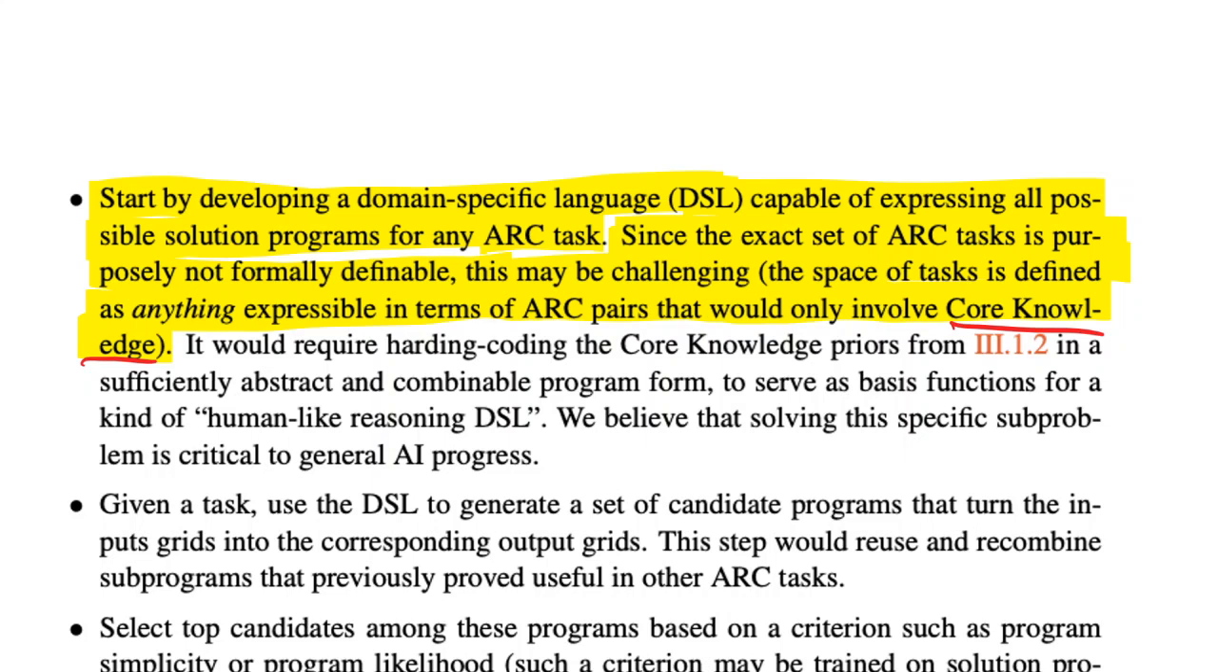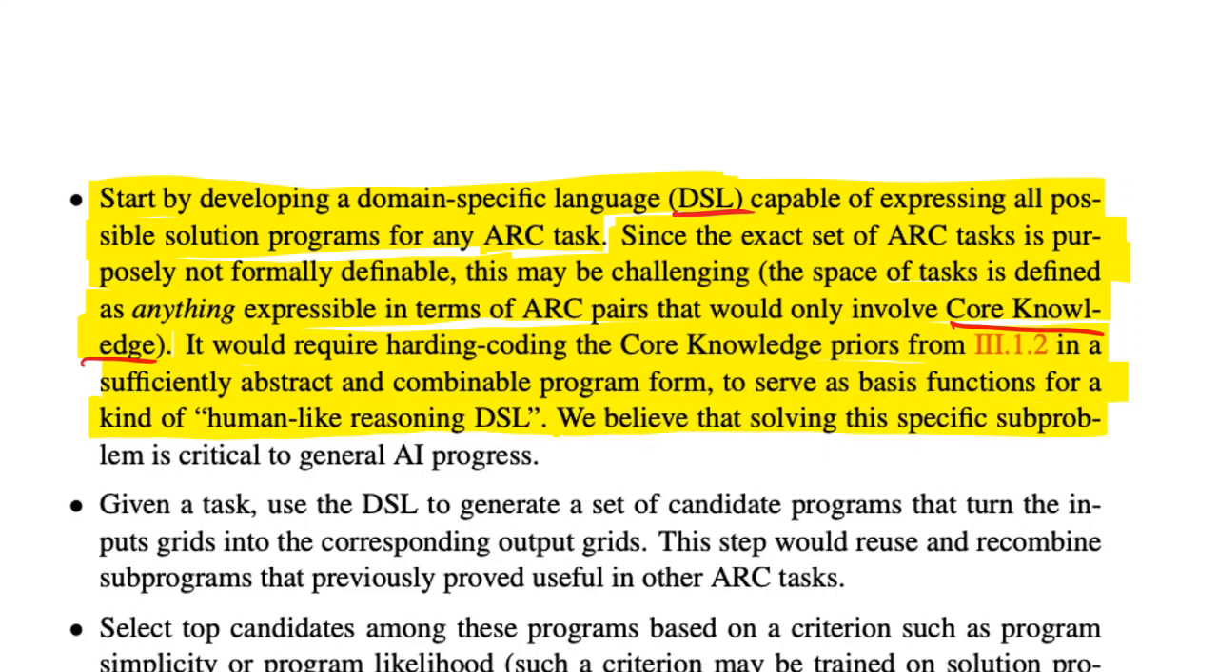So he asks you to basically develop a DSL that can capture all the different tasks. So basically define a formalism of these tasks. But it's hard because you don't know what the tasks are going to be. So your best bet is probably to make a formalism that completely over-represents what the tasks can be, right? It would require hard coding the core knowledge priors from 3.1.2 in a sufficiently abstract and combinable program form to serve as basis functions for a kind of human-like reasoning DSL.